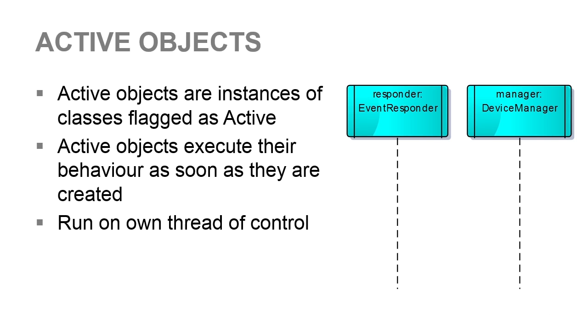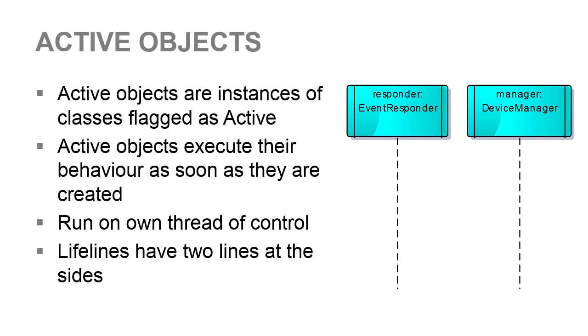So these would be used for classes that run as server processes, for example. Lifelines representing these kinds of objects have two lines at the sides. In the home automation system, we may have an instance of an event responder class, which sleeps for a period of time, and then wakes up and checks for any timed events at that time, and polls all the sensors for values that would trigger events.